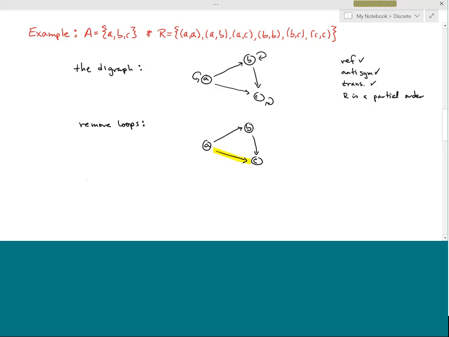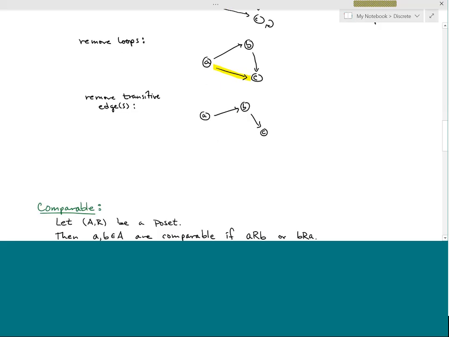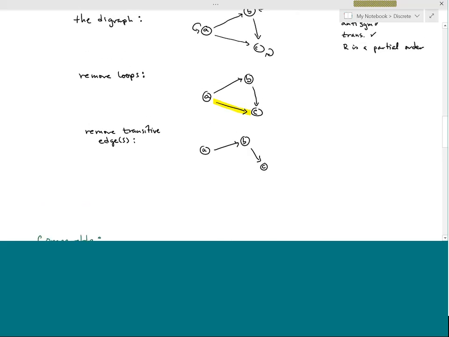So next step, remove the transitive edge. If there's more than one, remove all of them. So in our case, we'll still have A, we'll still have B. Keep all of your vertices, and we're just going to remove that highlighted edge. Okay. Now, last thing to do is you reorient.